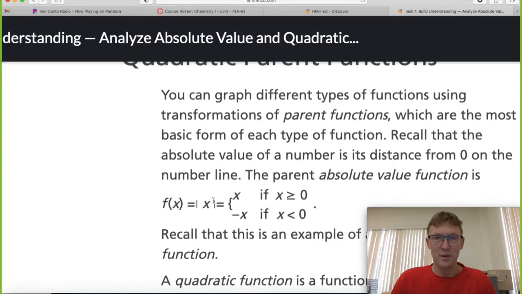Mathematically speaking, the absolute value function is defined as x if x is greater than or equal to 0, and negative x if x is less than 0. Meaning, if x is a negative number, then this function gives negative x, and a negative times a negative equals a positive. That is a very fancy mathematical way of saying drop the negative sign. That's all absolute value is.